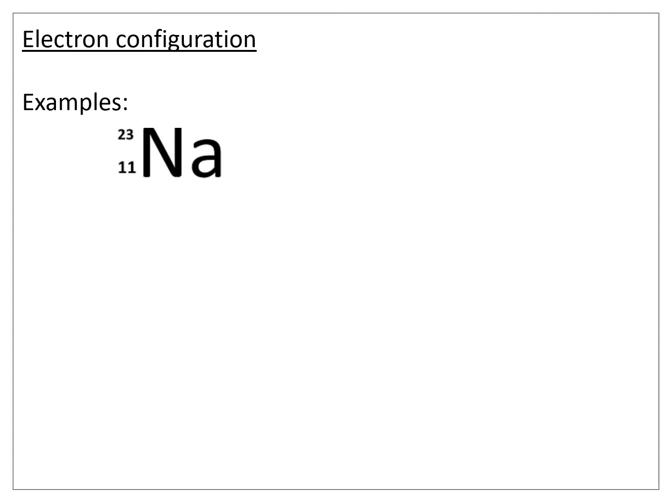So let's look at another example. Sodium, 11. So I look at the atomic number. That tells me the number of protons. Remember, protons is equal to electrons.